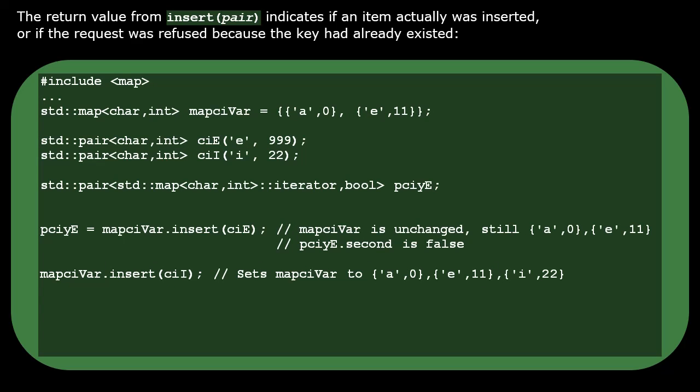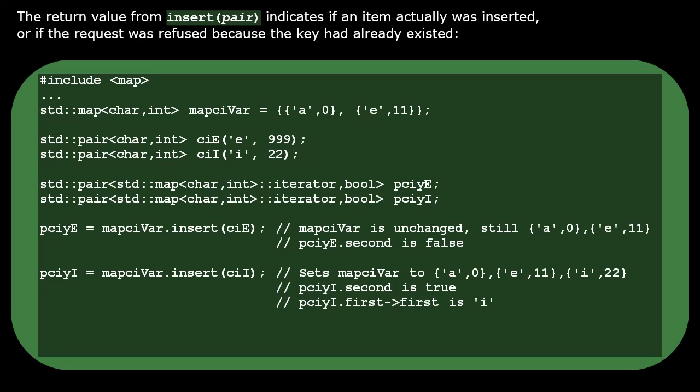But if that key didn't already exist, then the new item can be inserted. The insert function will indicate that success by returning true as part of its return value.